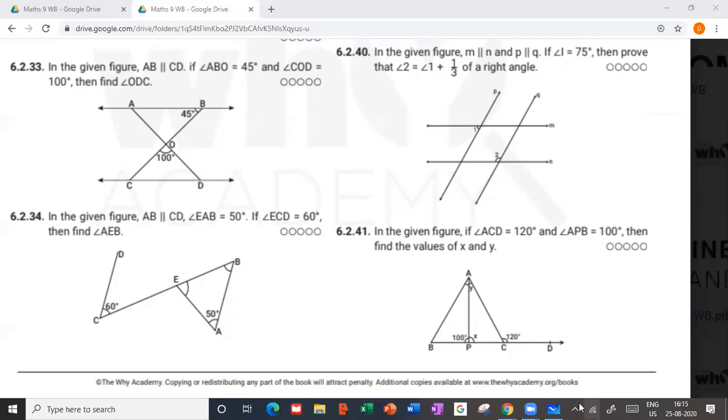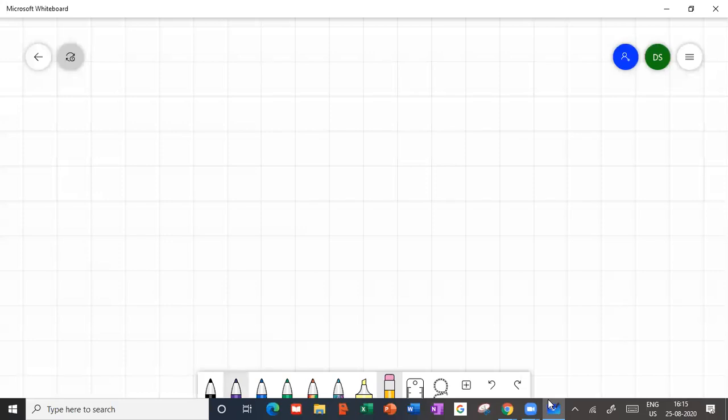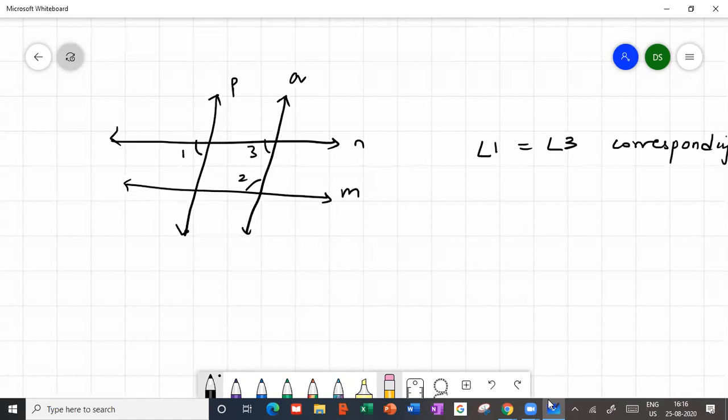Wait, I'll make a diagram. This is going to get confusing otherwise. Just give me a minute. Okay, this they are saying is 1, this is 2. Let's call this 3. So you're saying 1 will be equal to 3, corresponding angles. Correct. Then angle 2 will be equal to 180 degrees minus 75.